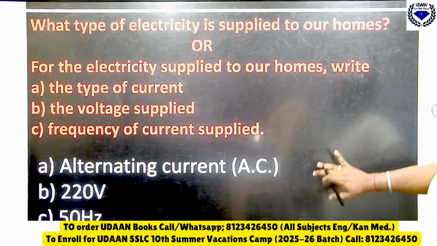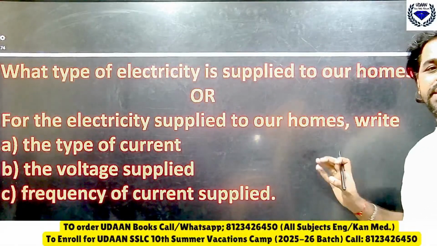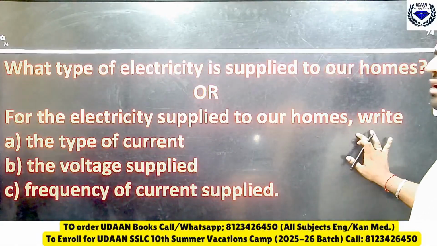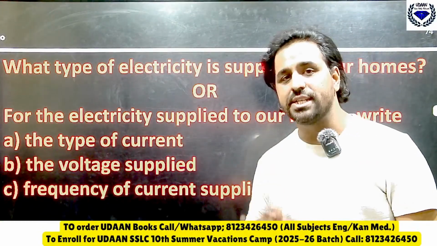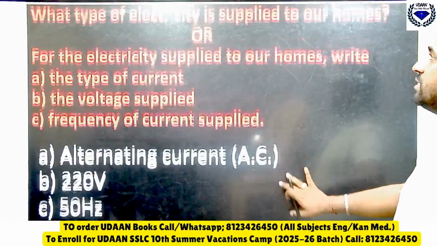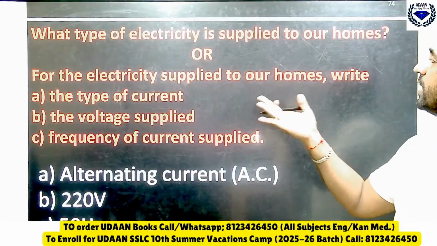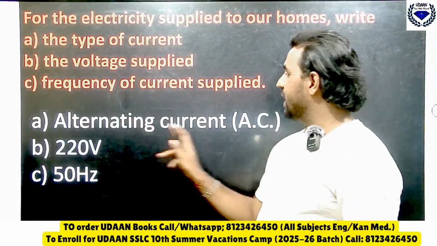See here, what type of electric circuit is supplied to your home? Tell me, what type of electricity supply do they give inside your house? Either it is alternating current or direct current. Remember, in everybody's home we use alternating current. For electricity supplied to our home, what type of current are we using? We are using alternating current.